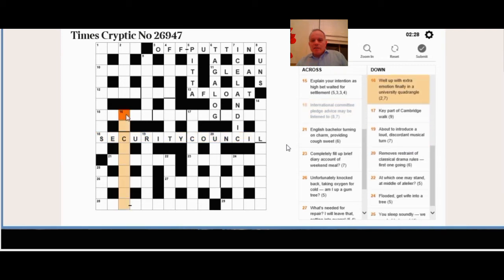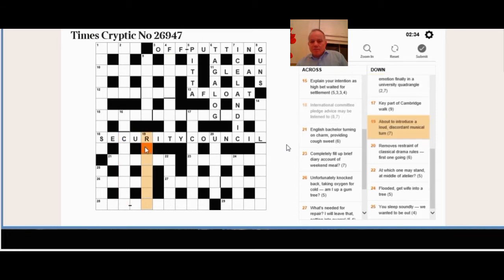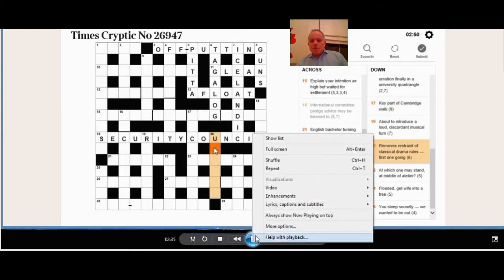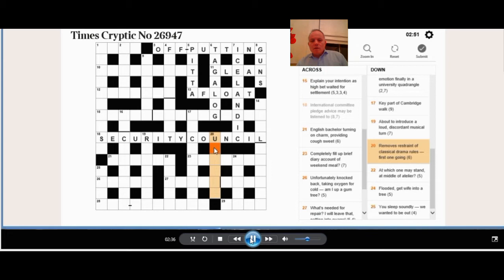Now I had a look at 16 down where I couldn't really pick on anything useful, but well up is intriguingly the definition there. 19 across, I'm not wonderful on musical terms. This is a musical turn and I didn't know it. 17 down, key part of Cambridge Walk. Again, not getting there at this stage. Now, 20 down, I'm just going to pause. Have a look at it at this point.